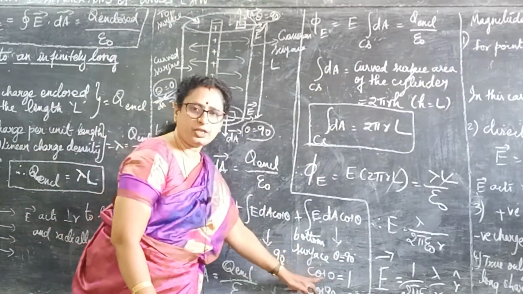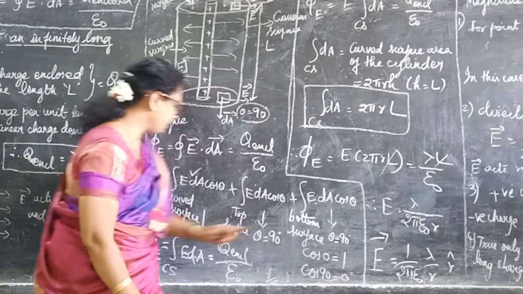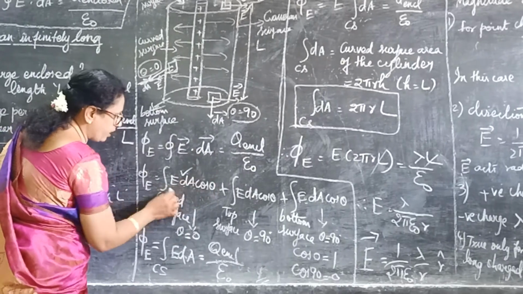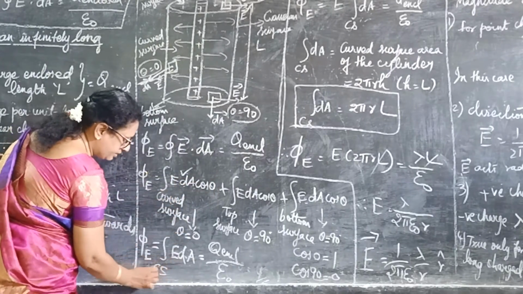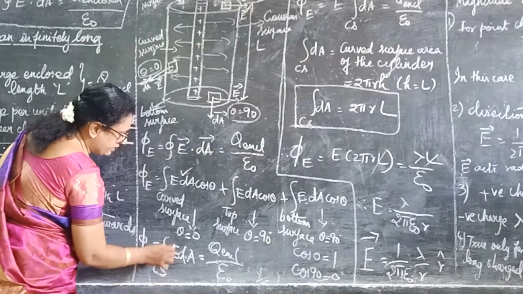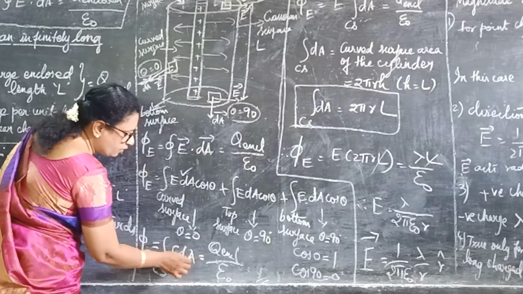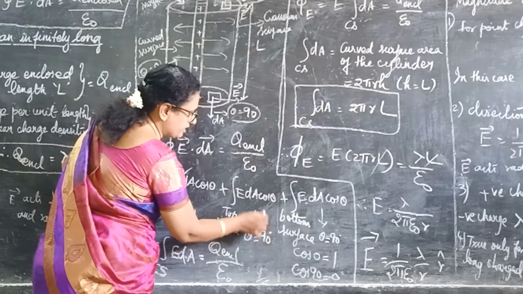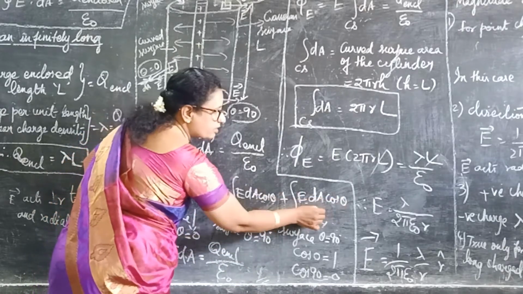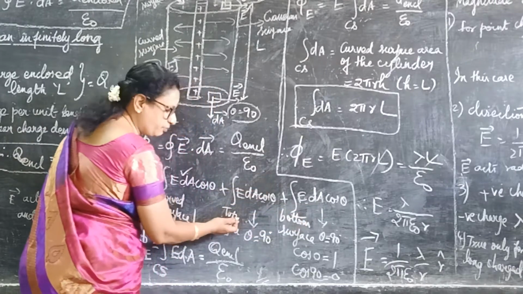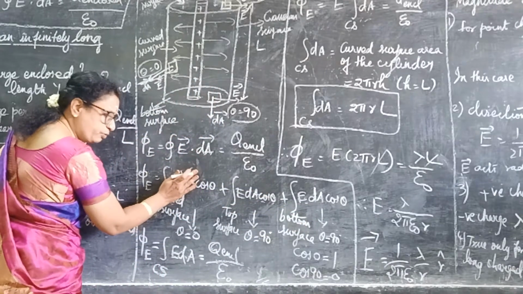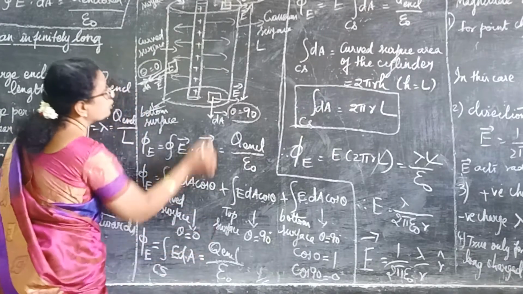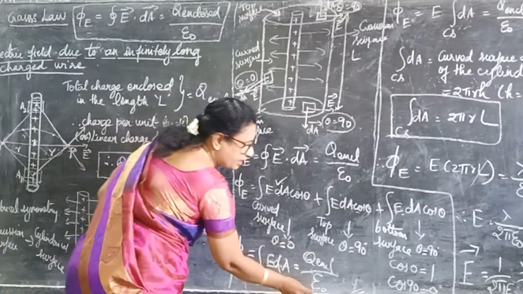We all know cos 0 is 1 and cos 90 is 0. Substitute. So, phi E will become: here theta is 0, cos 0 is 1. So, you will have integral over the curved surface, which I have written as CS, integral CS E dA, since cos 0 is 1. And these other two terms will become 0 because theta is 90 and cos 90 is 0. So, this term will become 0, this term will become 0. We are left only with the curved surface. So, phi E is equal to integral over the curved surface E dA is equal to what? Q enclosed by epsilon naught.